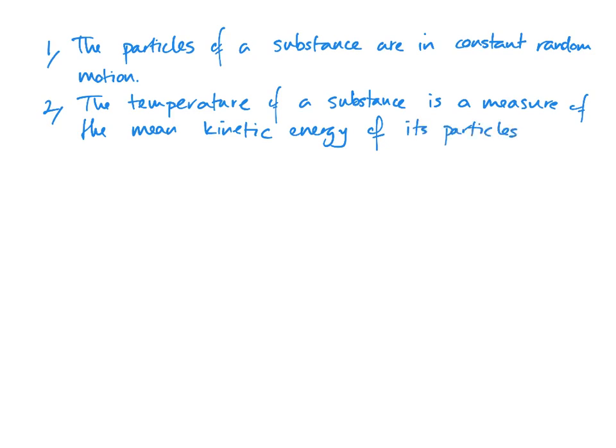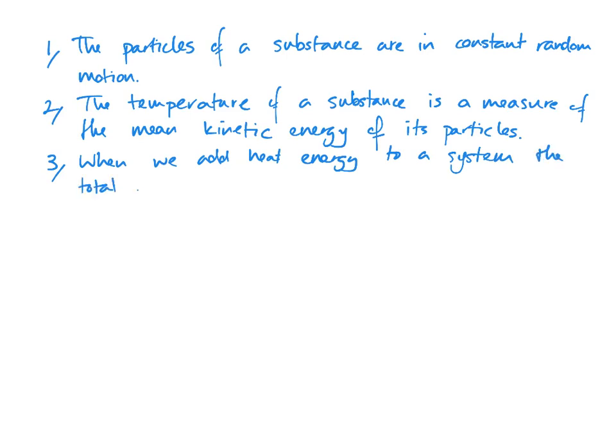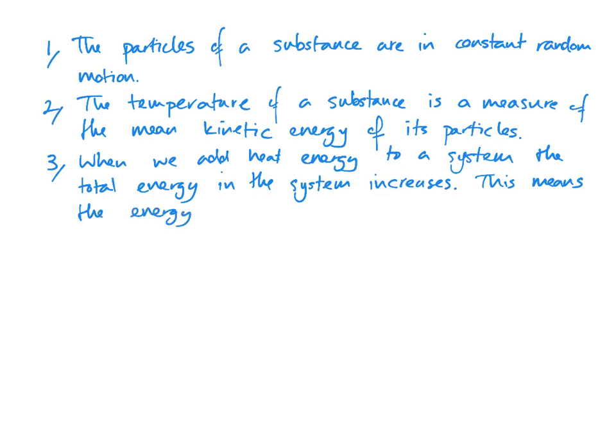So temperature is all about the individual particles and their energy, whereas heat is about the total energy in a system. Okay, so when we add heat energy to a system, and by system we just mean something like a sample of gas or something like that, the total energy in the system increases. And that can only happen if the individual energy increases. On average.